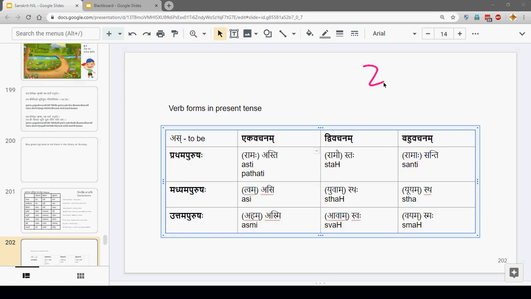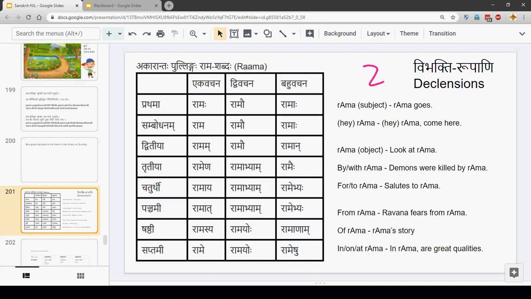Because asti means is, right? Exist. We have already used asti everywhere in our sentences. Balakah asti, pustakam asti, like that. That's why I just wanted to show this example of the table with asti. So if there are two Ramas, or two boys, what will be the form for boys in the Dvivachanam dual? Two boys.